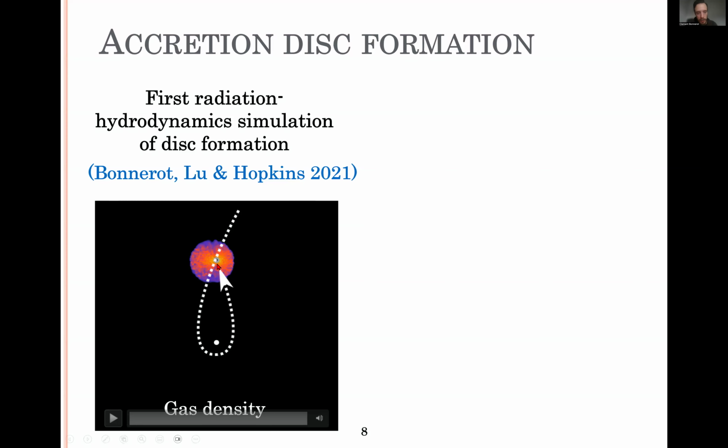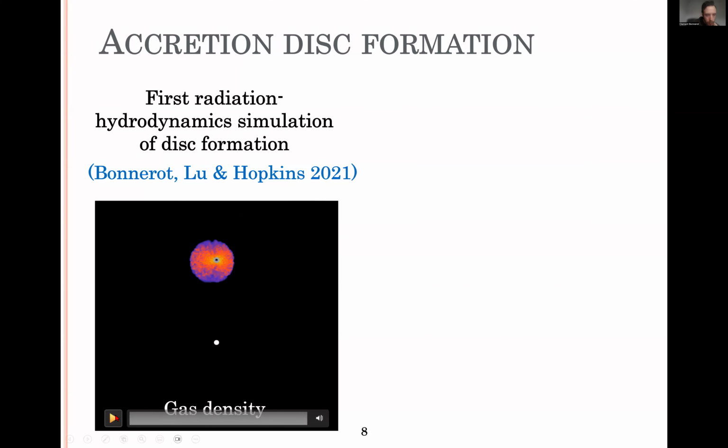So basically, this gas is injected inside the larger computational domain to follow its evolution later on, in particular how it would form an accretion disk around the black hole. In that case, there's some unbound gas moving towards the left, and the gas moving towards the right is moving on the retrograde orbit.